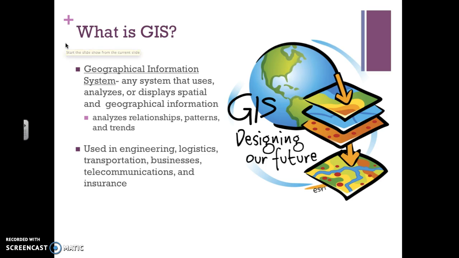So GIS is basically a software system that's been around for a few decades now. What it does is it takes any types of geographical information, data, or maps, and combines it into an interactive software system that you can utilize to form conclusions, to analyze relationships, identify patterns or trends within any type of spatial or geographical information.